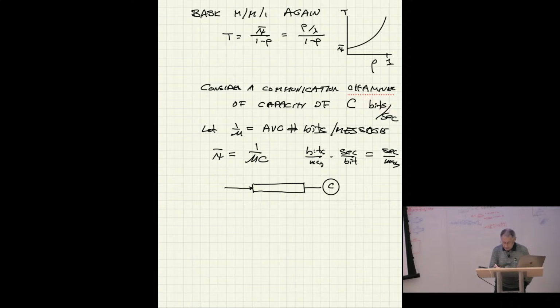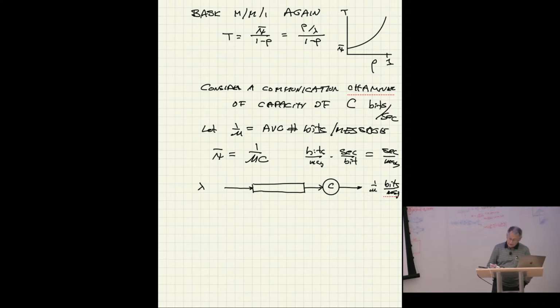And messages are arriving. When their turn comes, they go into the channel and they get pumped out. So they're coming in at a rate lambda, messages per second. And let's assume the channel is of c bits per second, and we're going to use 1 over mu bits per message.